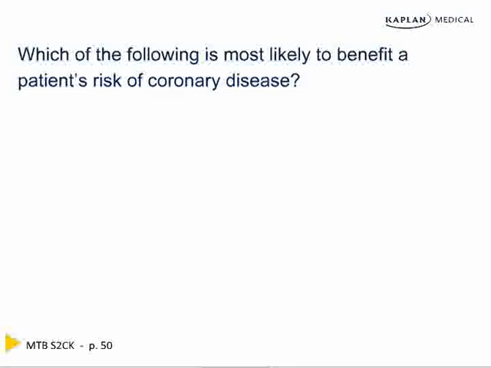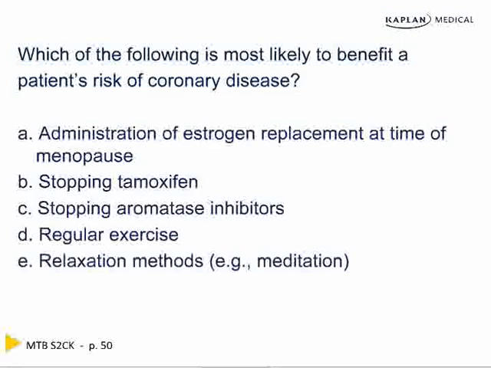Which of the following is most likely to benefit a patient's risk of coronary disease? And the answer is, well, exercise is far more important. Now, there are a lot of things here that we thought at one point would make a difference. For instance, estrogen replacement. This was an idea in the 1990s that looked at the fact that, as we just said, menstruating women don't have myocardial infarctions. However, that did not translate out into give the women estrogen and everything will be fine.